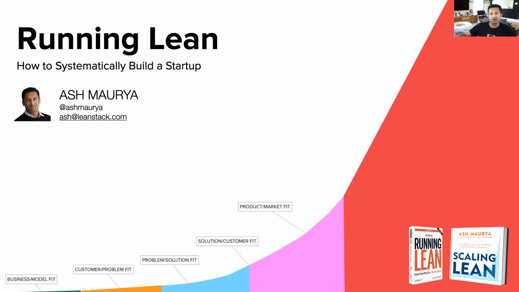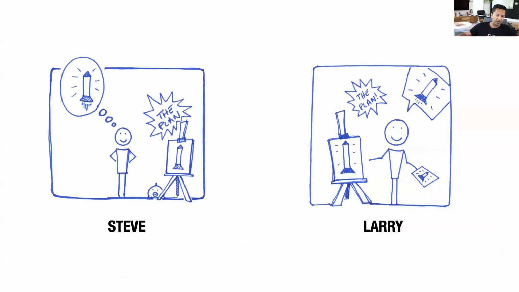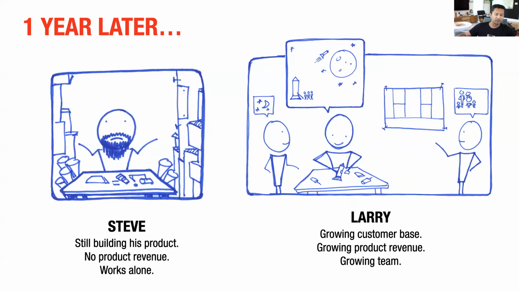So I'll kick things off with a short story that I like to share whenever I introduce this concept. Some of you may have come across this before, but it's a story of two entrepreneurs that at the outset look very similar, but a year later, they end up in very different places. So Steve here on the left is still building his product in his metaphorical garage. He doesn't yet have product revenue. His product is half finished, but because it's half finished, he can get customers.